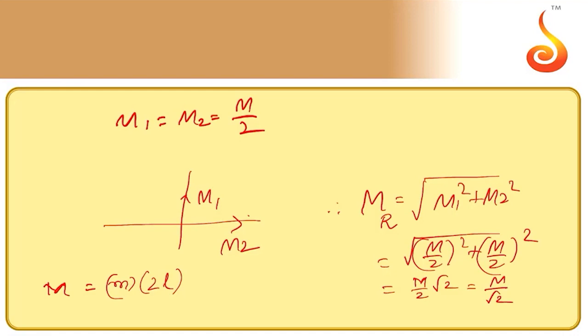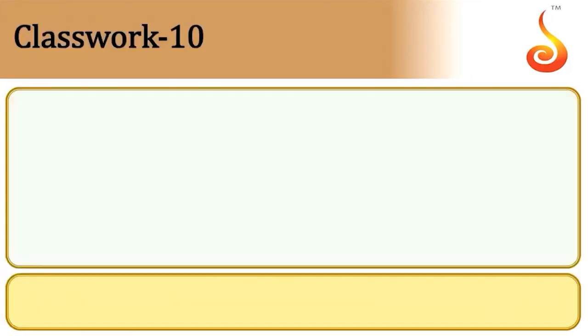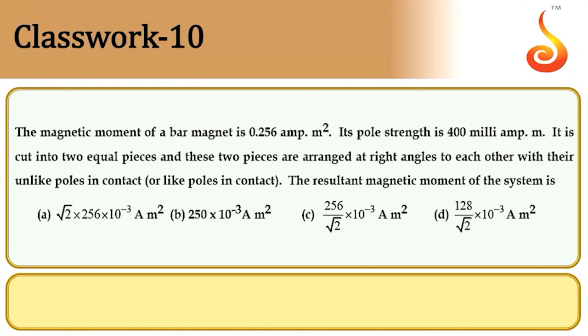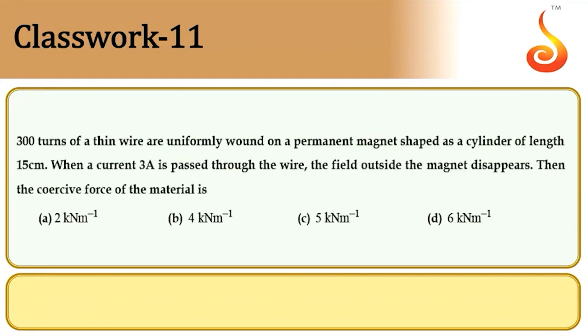So it is going to be 256 divided by root 2 into 10 to the power of minus 3. C is our correct option. Next one.